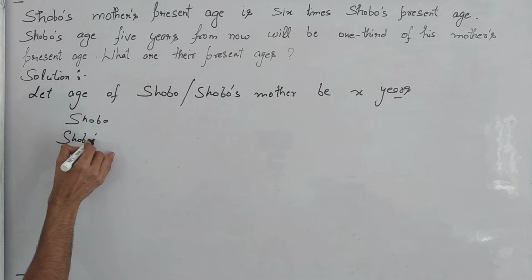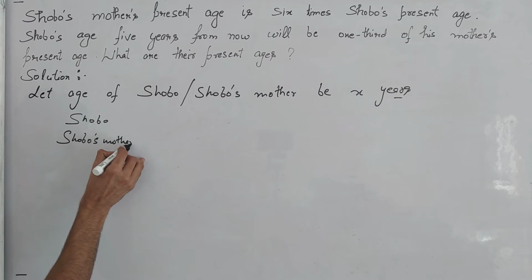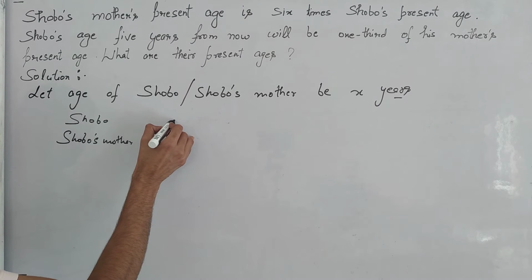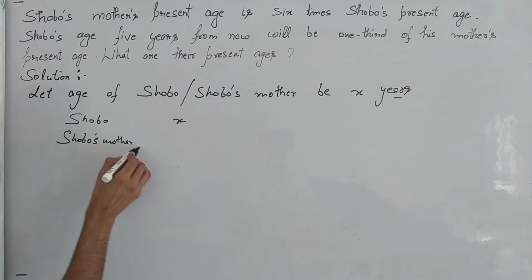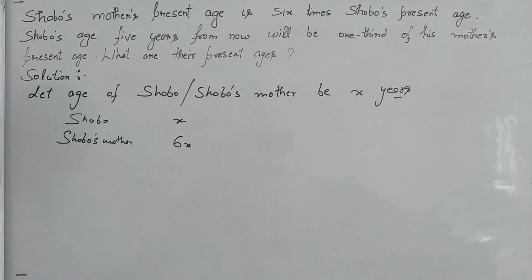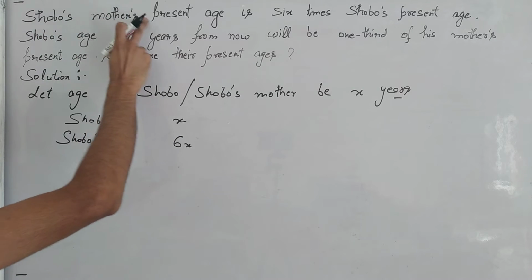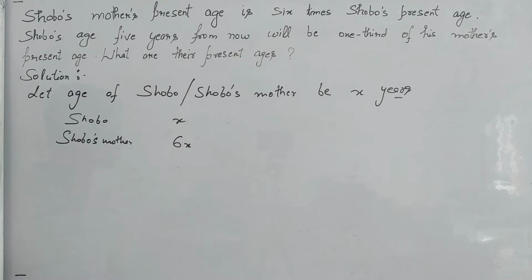Shogo's mother. Suppose we suppose the age of Shogo to be x. Then the age of Shogo's mother will be 6x, 6 times of x. This is what we are getting. Shogo's mother's age is 6 times Shogo's present age.